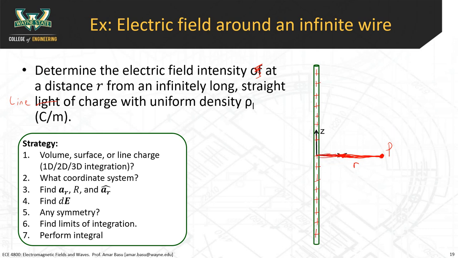Now, really quickly, before we start, what we're essentially going to do is start by looking at this point here, then this point here, and then this point here. At every single point, there's a charge, okay? And for every single charge, we are going to figure out the electric field at point P due to that charge. And we're going to integrate that all along the length of the line. That's the overall strategy for doing this problem.